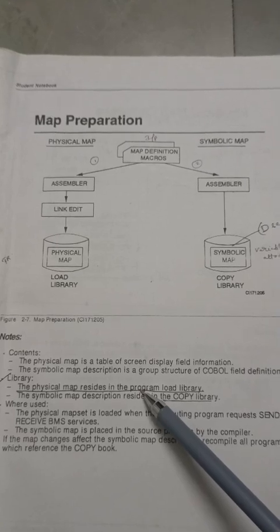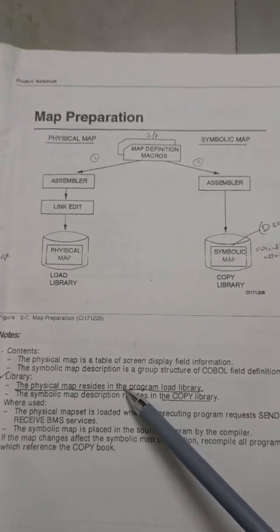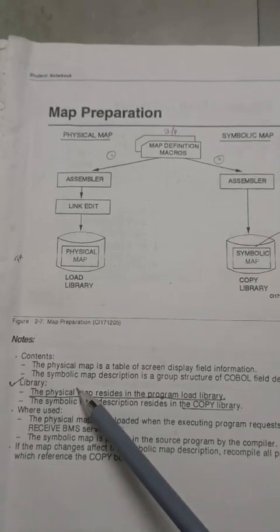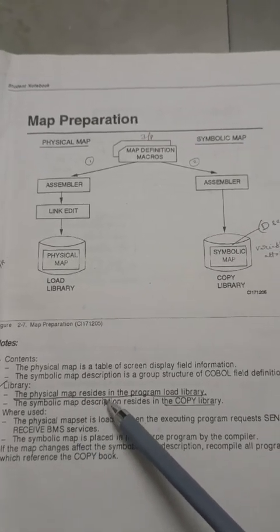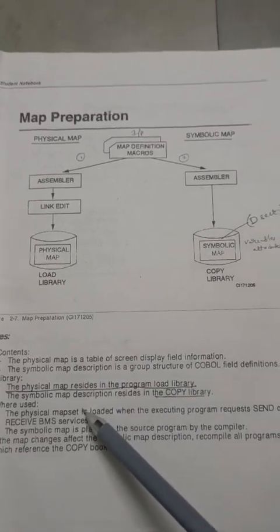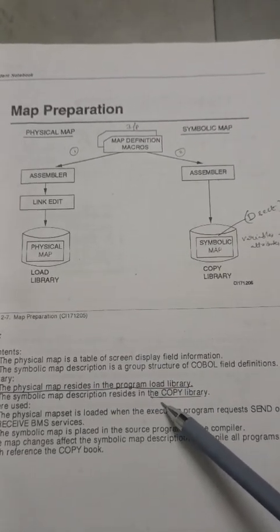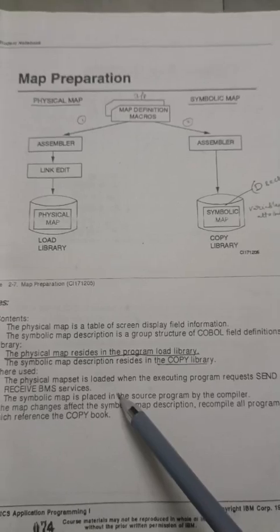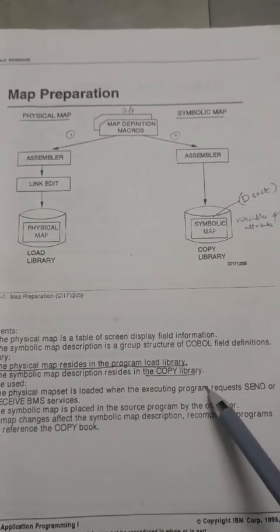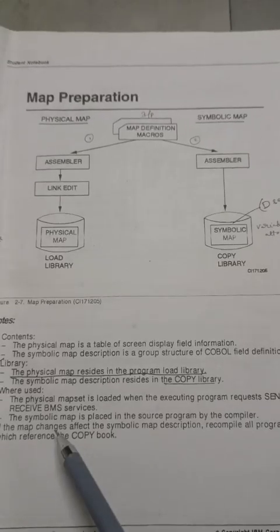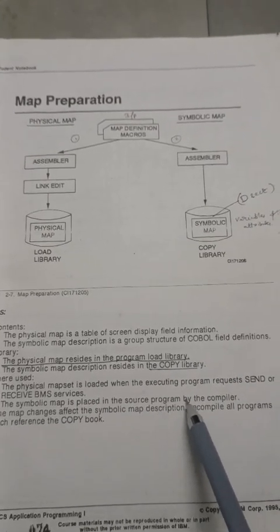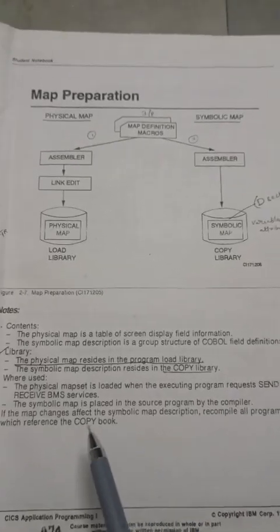In the next video we will see how to create the physical and symbolic map. Today we discuss the physical map creation. The physical map resides in the program load library, on the left side, and the symbolic map is described in the copy library. The physical map set is loaded when the program executes a request and receives BMS services. A symbolic map is placed in the source program by the compiler.